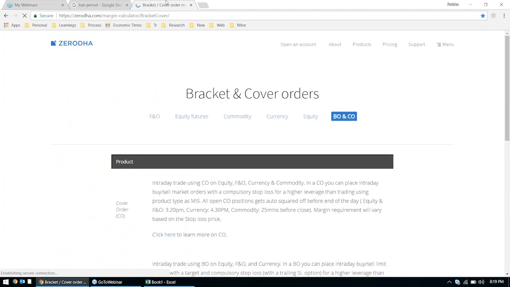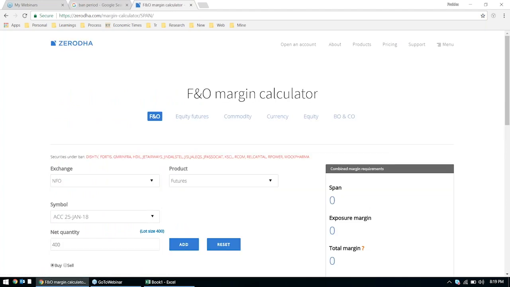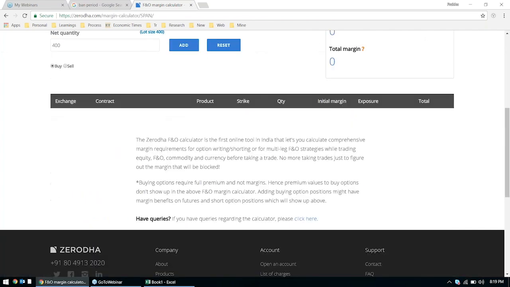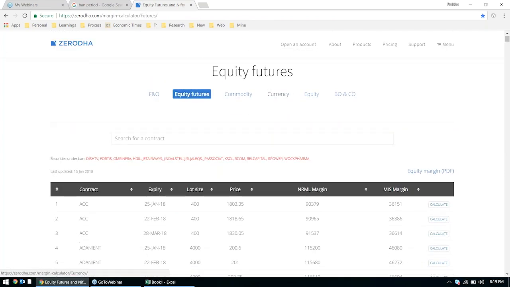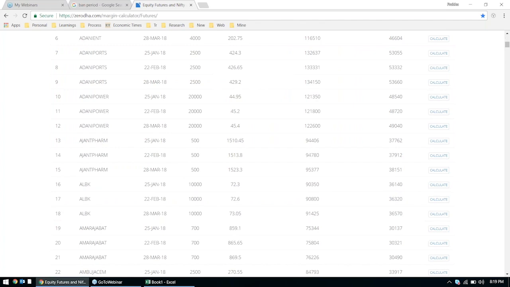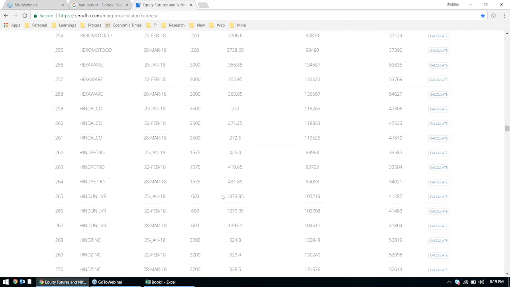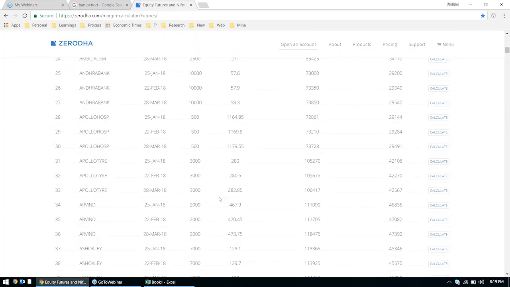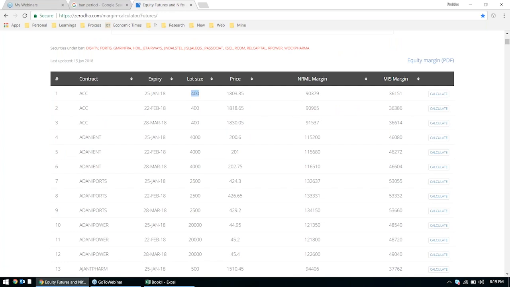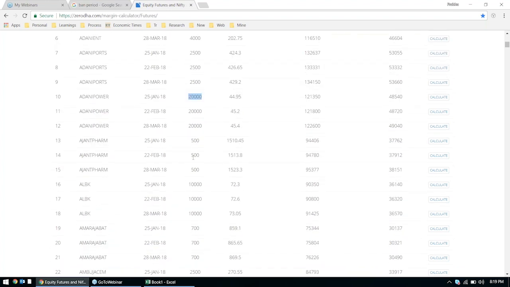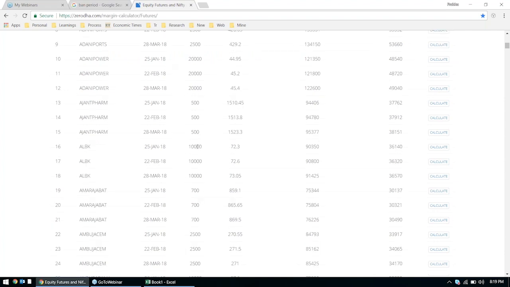I'll show you. You can go to the futures and options section in the Zerodha margin calculator, equity futures, this particular page. Here, every stock which is in futures and options is listed, and you can look into the lot size of each stock. ACC has a lot size of 400. The same lot size will also appear in option trading. Adani Enterprise has a lot size of 4,000, Adani Power 20,000, Ajanta Pharma 5,000, and Allahabad Bank 10,000.